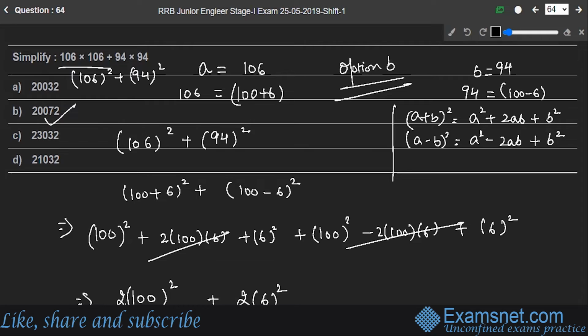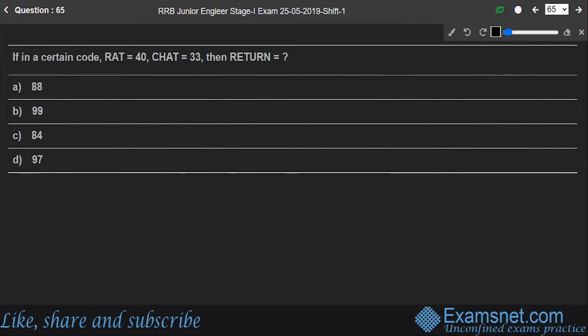You have B option as the right answer to the question. Hope you understood that. Let's move to the next question. Number 65. In a certain code, rat is written as 40, chart is 33. You have to tell what is return in that one equal to.